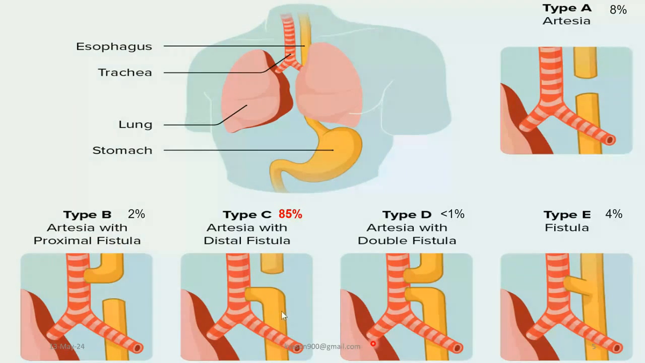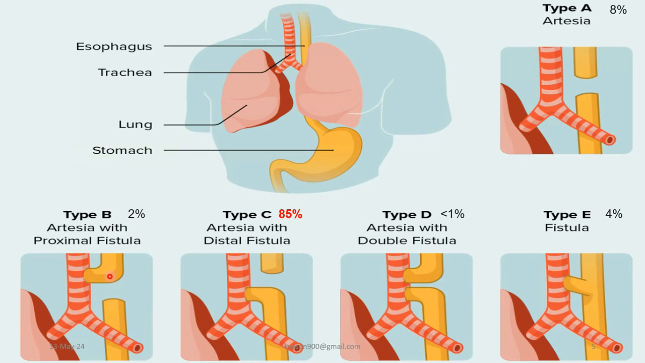What does the word fistula mean? Anyone to tell us? Yes, Pearson? Okay, a fistula is a communication between two hollow organs. Thank you. Communication between two hollow organs, that's a fistula.